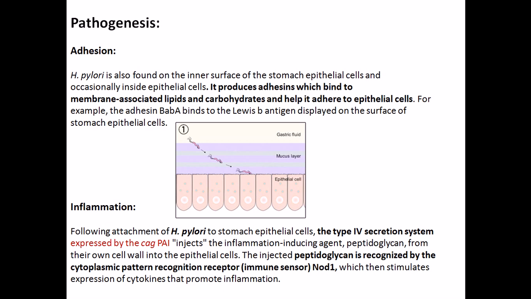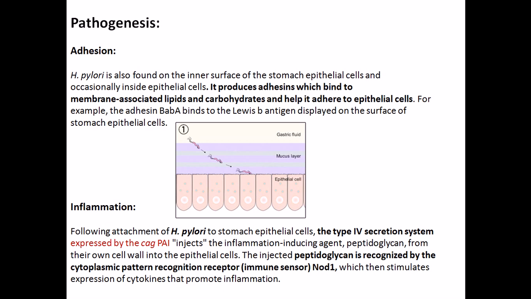Then the inflammation. For the inflammation to occur, they require this type 4 secretion system. Using the type 4 secretion system, this Helicobacter pylori can secrete a segment of its own cell wall peptidoglycan. So it can cut its own peptidoglycan section from its own cell wall and inject this peptidoglycan inside the host cell, so that host cells start to express certain factors against it, factors like interleukin 8.